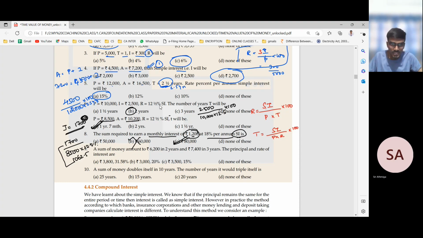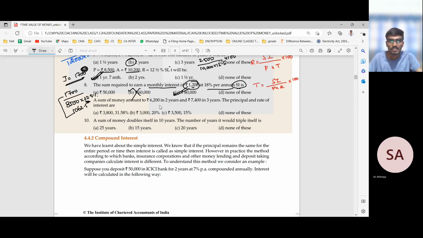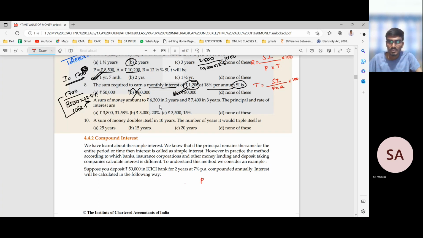Yes, sir. Can you do this 9 sum? Can you give the steps? I can quickly do it now. 9 sum is easy now. P is equal to, 7,400 for how many years? For 3 years.